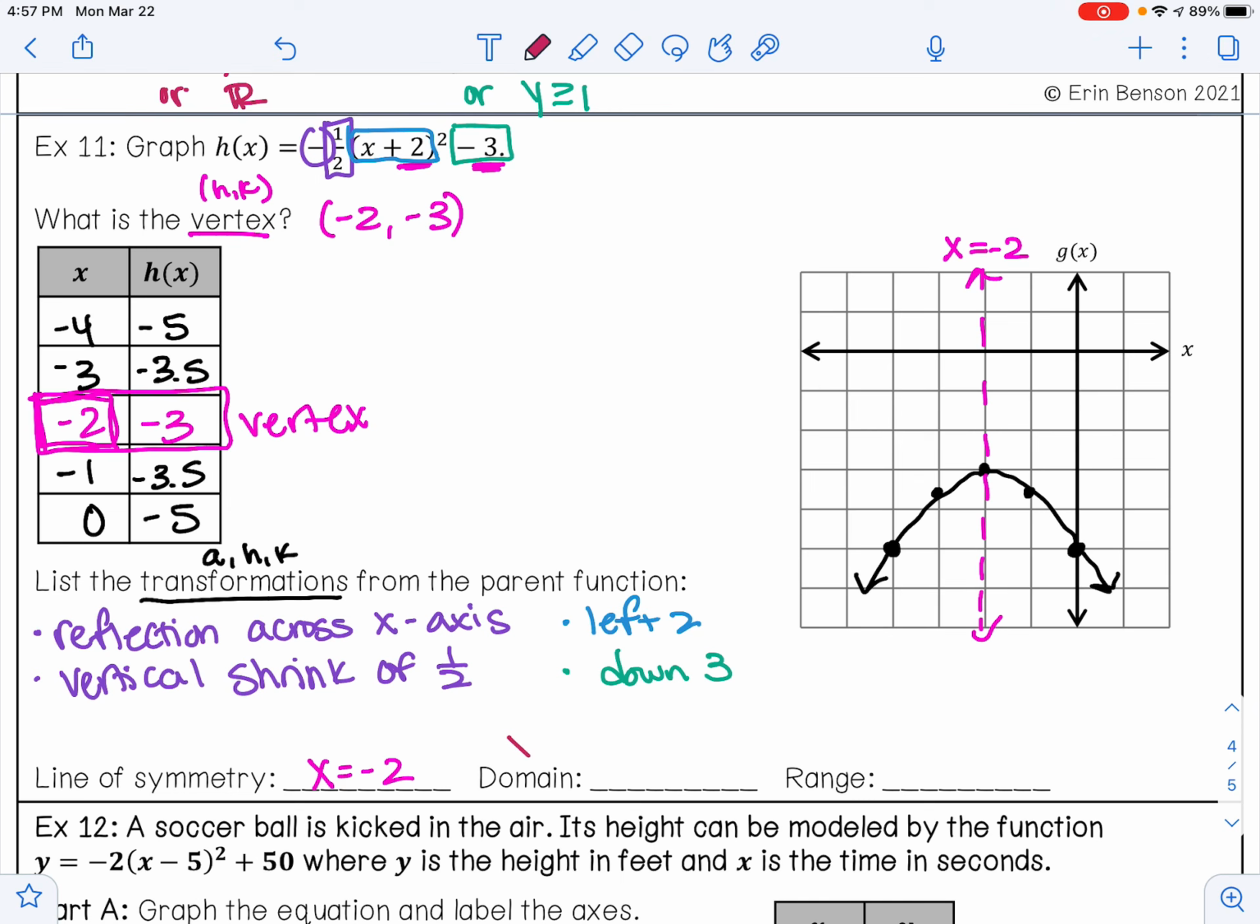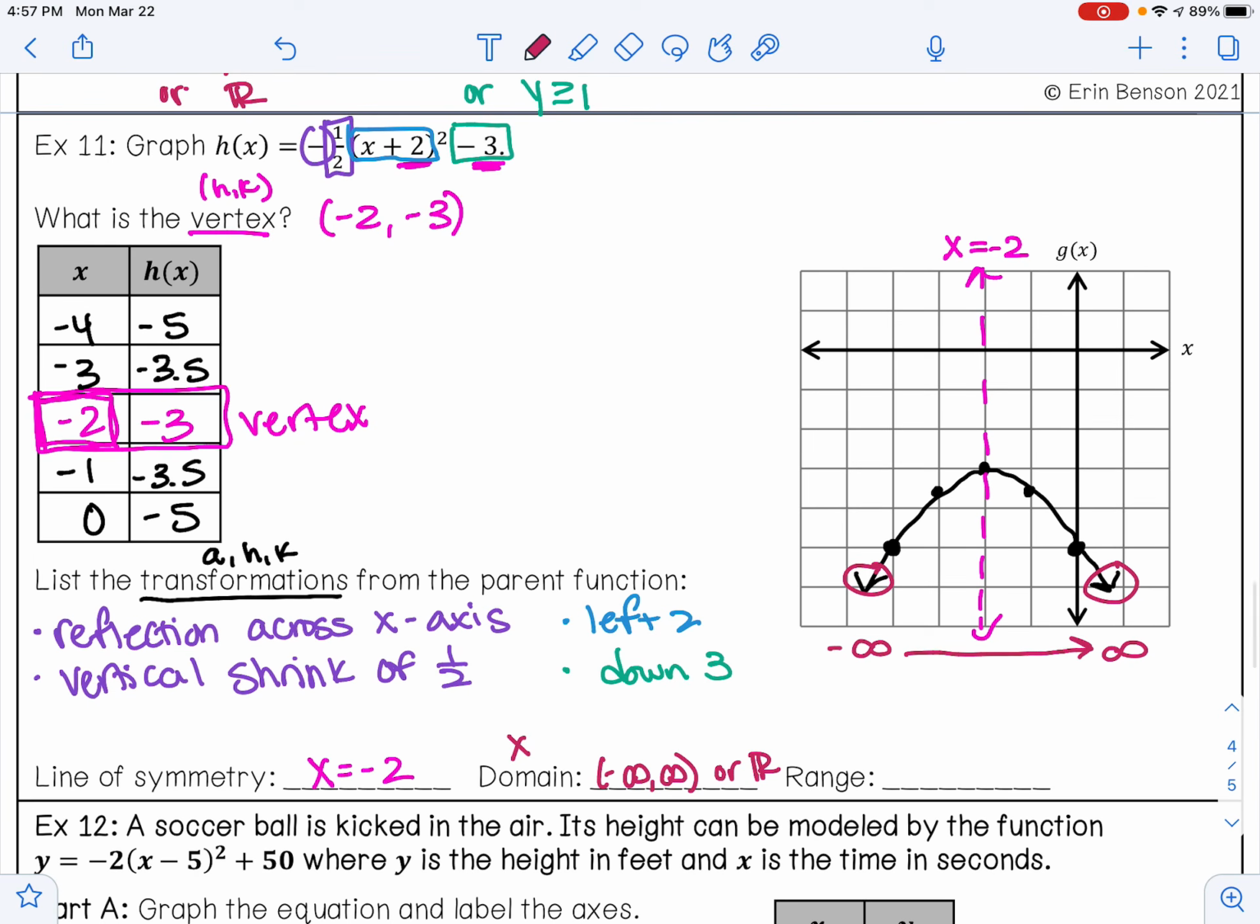Your domain are your x values from left to right. My graph is going to the left forever, so that's going to negative infinity. My graph is going to the right forever, so that's going to positive infinity. So my domain is from negative infinity to positive infinity, which is the same thing as all real numbers.